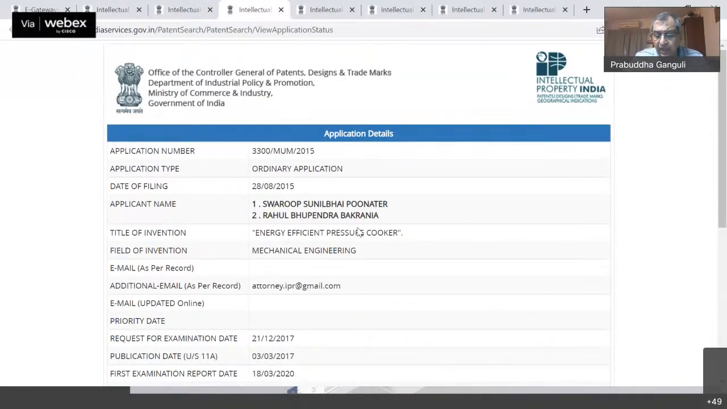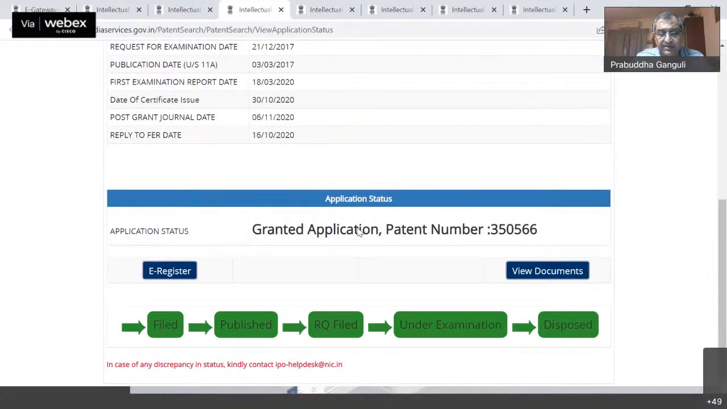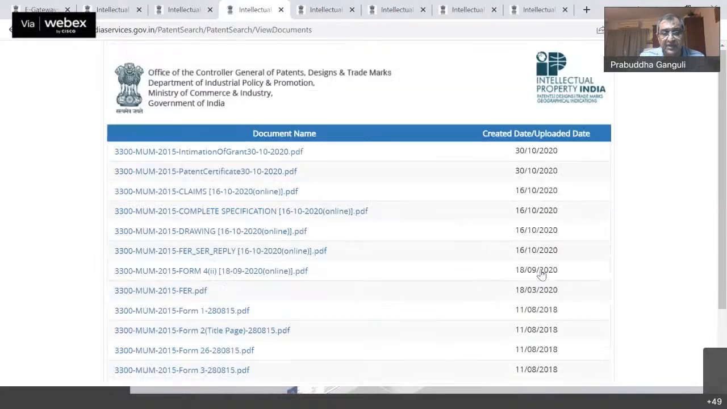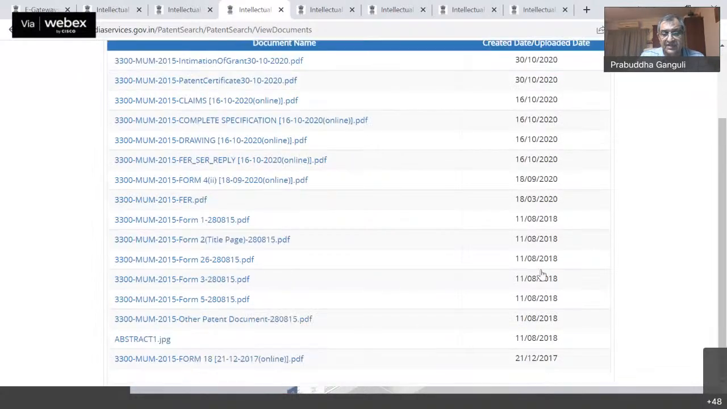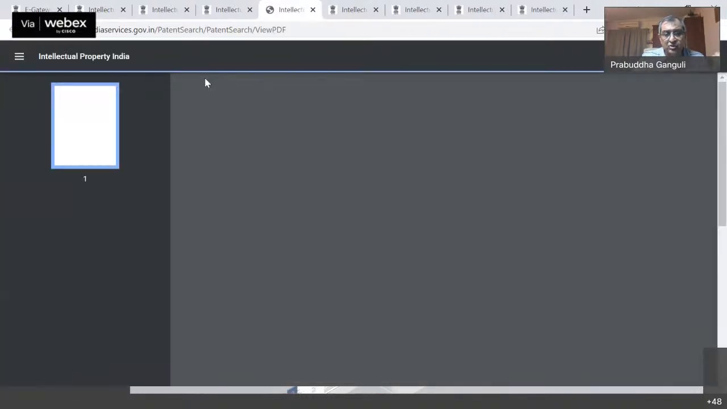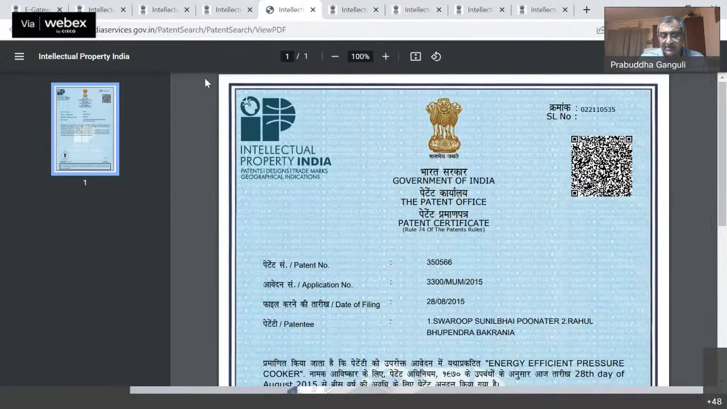So you can see how powerful these databases are. So the granted one, if you want to see this particular bit, you can see all the detailing in this particular page. And if you want to see his patent certificate, I'll show you the patent certificate. So, you know, you have to learn how to search these databases for the type of information that you're really looking for.